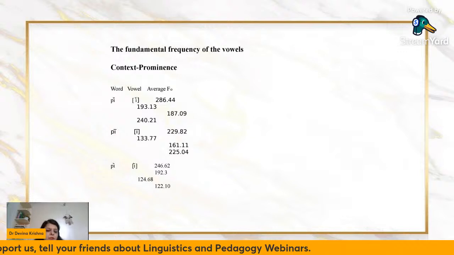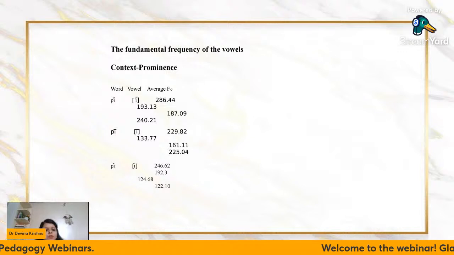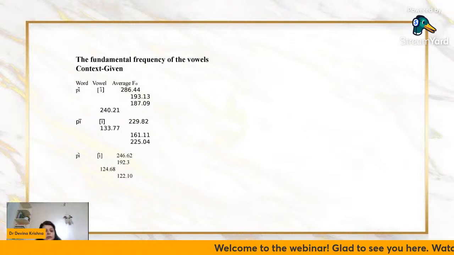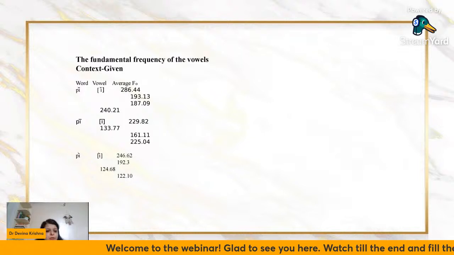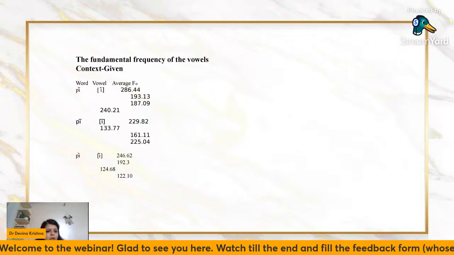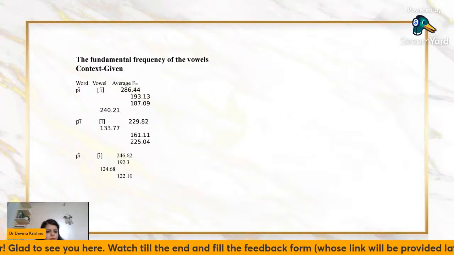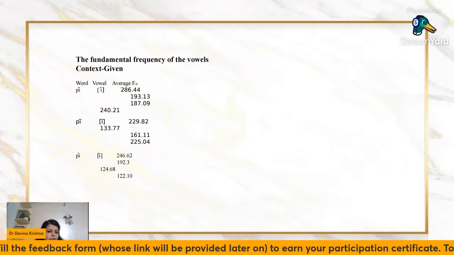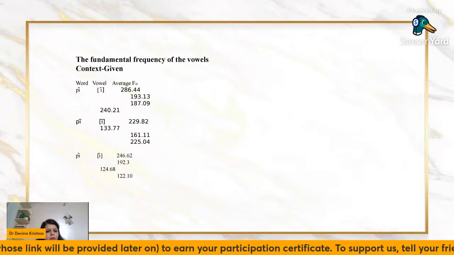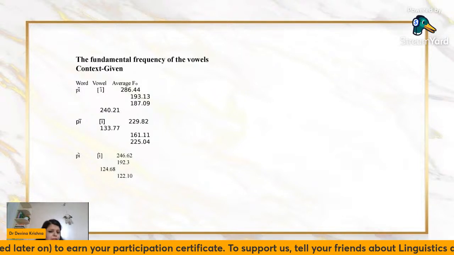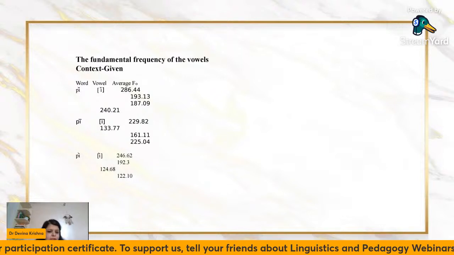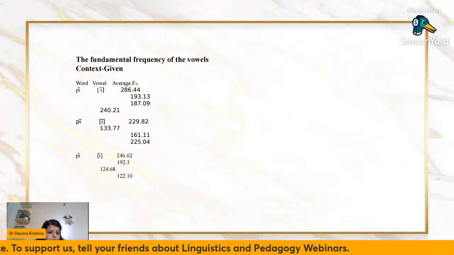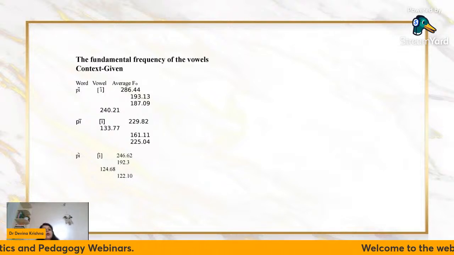The middle one is a mid tone, which I said is in an intermediate position. The data shows that the fundamental frequency values are a little lesser than the first one. And in the third P, which depicts a low tone, it has gone down to 122.10 hertz.